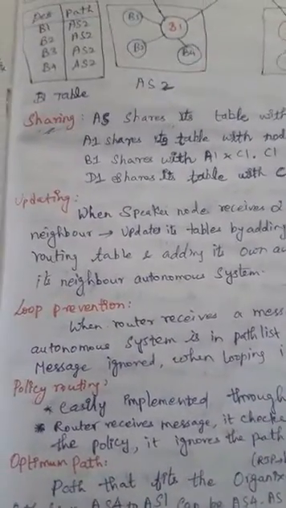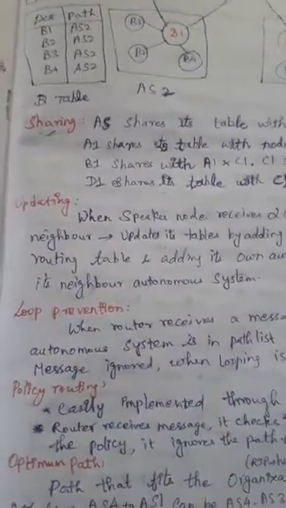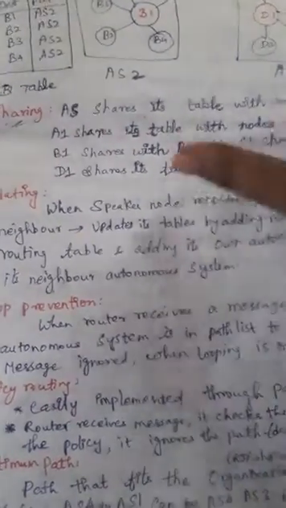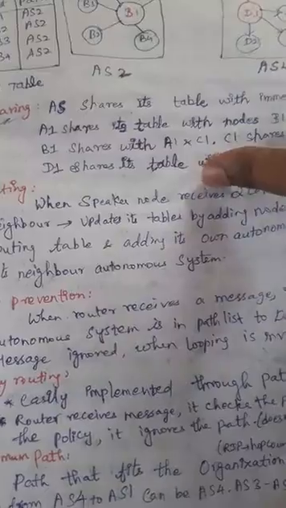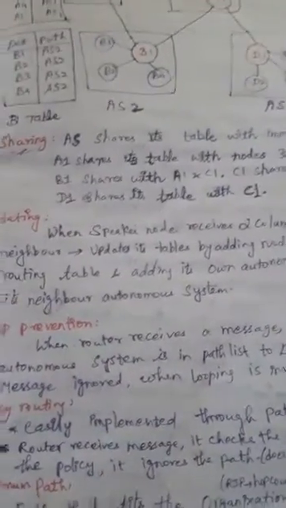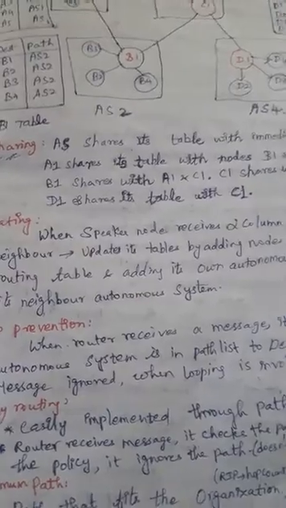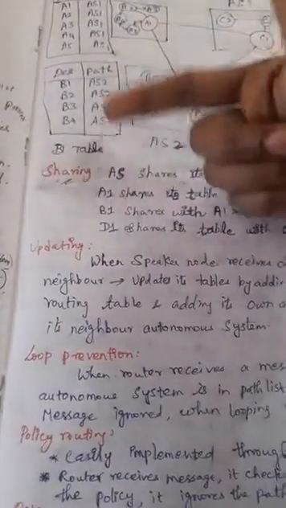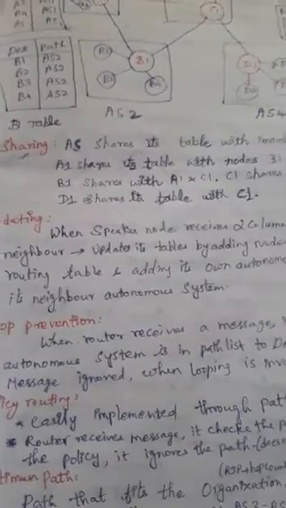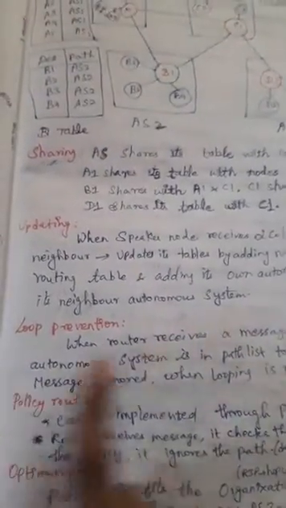Loop prevention: it avoids infinite loops because it updates the routing table only if there is a change in the router, that is route addition or deletion or anything happening within the router. The updating of the routing table is not periodic. So it avoids loops.